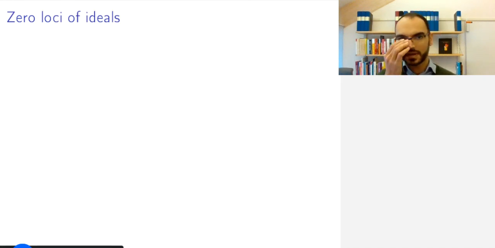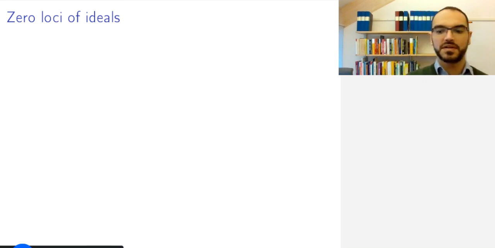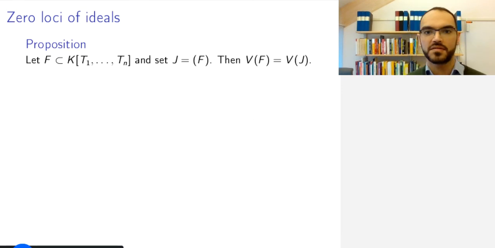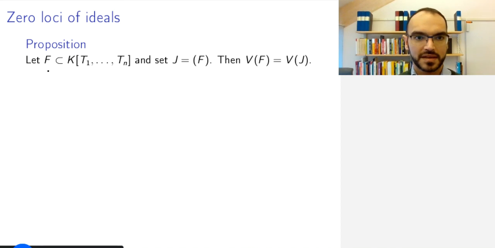Let us now look at zero loci of ideals. So why would we want to do such a thing? Well, ideals are more well behaved than arbitrary families of functions. Why can we do such a thing? Because of the following proposition. If you take any family of polynomials, you look at the ideal generated by this family, then the vanishing set of the ideal is the same as the vanishing set of the family you started with.